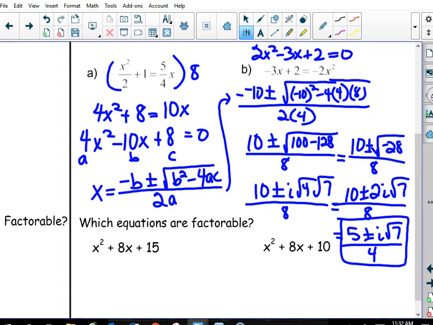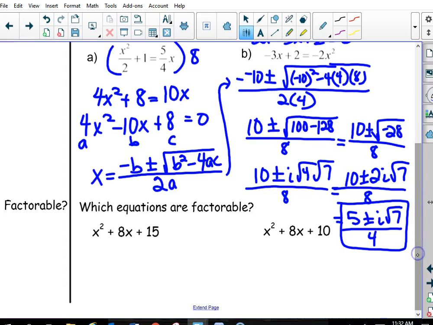Okay, the very last question asks you to judge whether or not an equation is factorable or not. And here it's simple factoring. So if it's factorable, I can find two numbers that are the factors of 15 that add or subtract to give me 8. If I look at the factors of 15, and I'm definitely adding because that 8x is positive and 15 is also positive, I get 1 and 15.